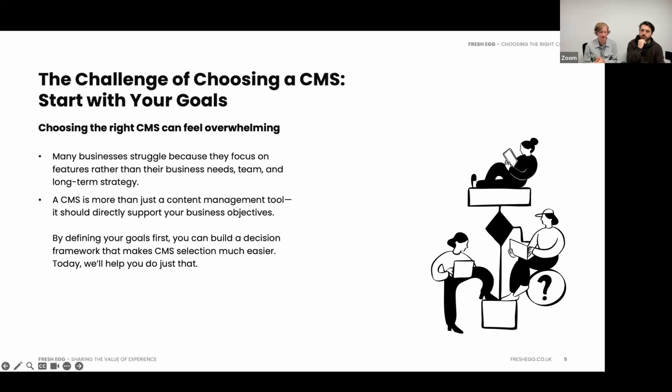So they could be, for a charity, you want to increase your donations. For other types of businesses, it might be that you want people to read certain types of content. And what we would do here at Fresh Egg is we would help you define those goals, but then also analyze, are you hitting those goals? And we would do that through analytics.